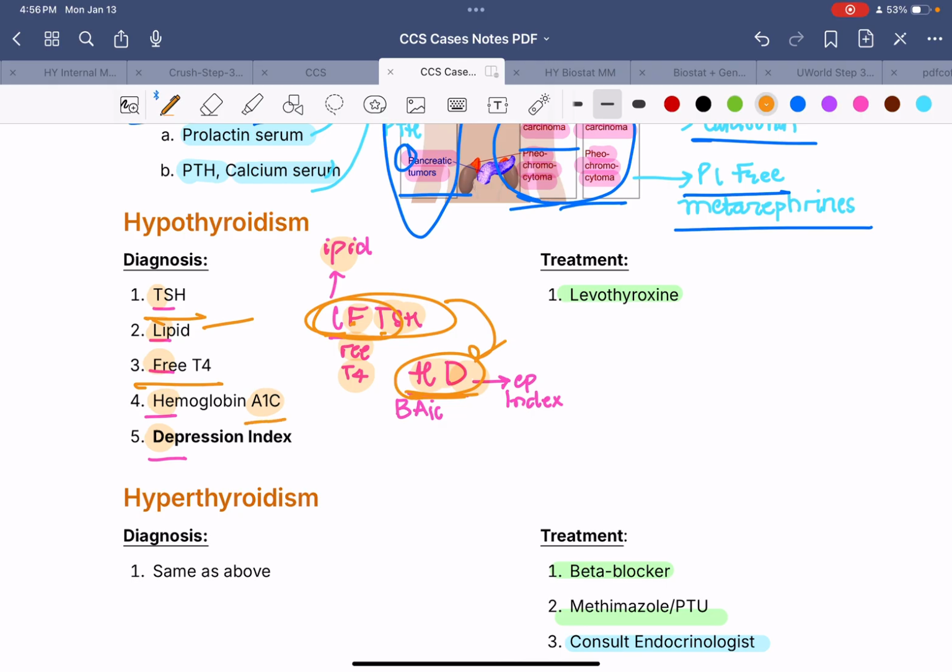HD is hemoglobin A1C. Of course, thyroid abnormalities can also cause blood glucose abnormalities, and D is for depression index, because hypothyroidism might also be associated with depression.